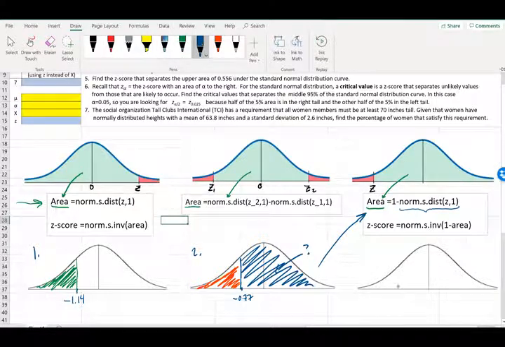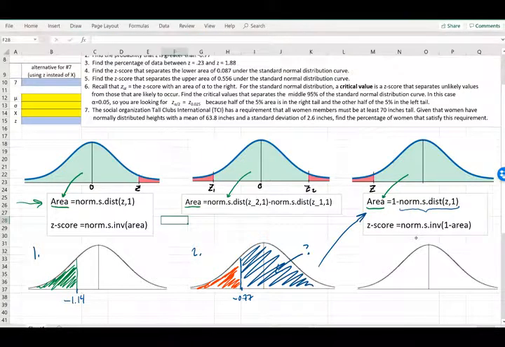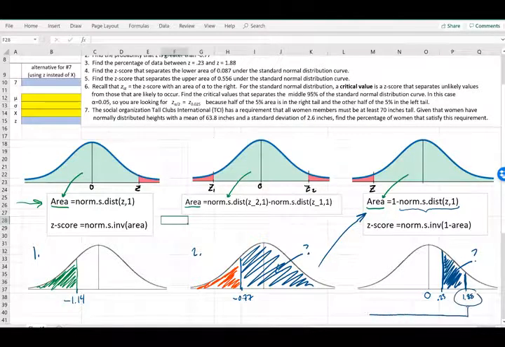Okay, so we have 2 z-scores. We have positive, so this is a z-score of 0. We have positive 0.23, and we have positive 1.88. And so what we want is the area between these two z-scores. So again, Excel could only give you everything to the left. So what we could do is start off with everything to the left of 1.88, which is too much. That's more than we want.